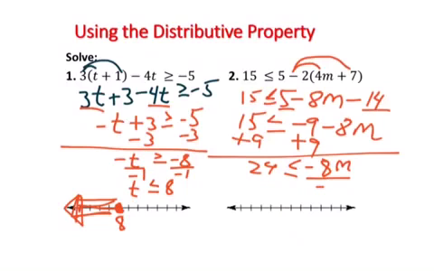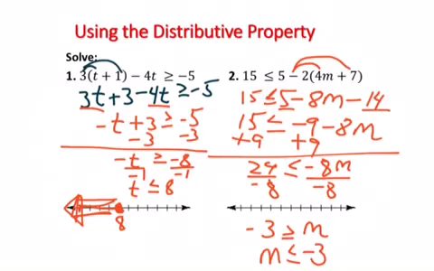So dividing by negative 8, divide by negative 8. Dividing by the negative means we have to flip, so it becomes greater than or equal to m and negative 3. And since the m is to the right, we have to flip the whole thing around. M is less than or equal to negative 3. So on graphing this, here's negative 3, and we're a closed circle shading to the left.